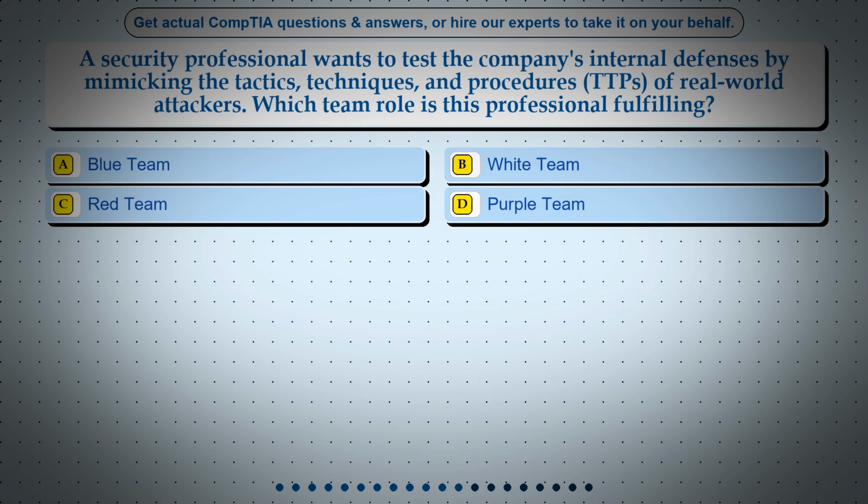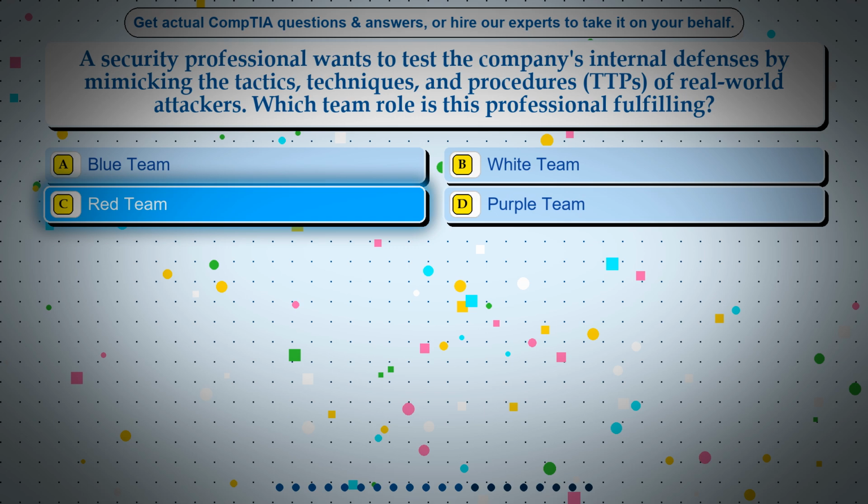Question 12. A security professional wants to test the company's internal defenses by mimicking the tactics, techniques, and procedures, TTPs, of real-world attackers. Which team role is this professional fulfilling? Option A, blue team. Option B, white team. Option C, red team. Option D, purple team. The correct answer is option C, red team.